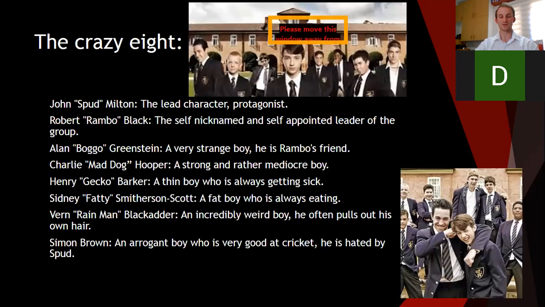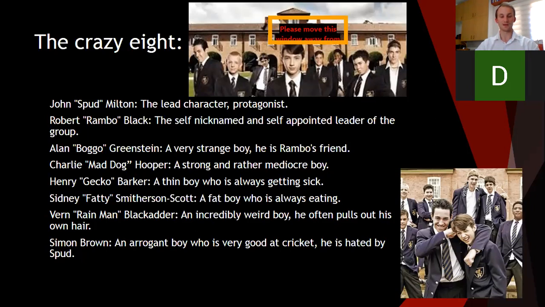Okay, and obviously you boys would have become familiar with the Crazy Eight, who are going to be throughout the whole novel, who you guys are going to relate to. So John Spud Milton is the lead character, the protagonist. Robert Rambo Black is the self-nicknamed and self-appointed leader of the group. Alan Boggo Greenstein is a very strange boy. He's Rambo's friend. Charlie Mad Dog Hooper is a strong and mediocre boy. Henry Gecko Barker is a thin boy who's always getting sick. Sydney Fatty Smithison Scott lives up to his name. He's a fat boy who's always eating.